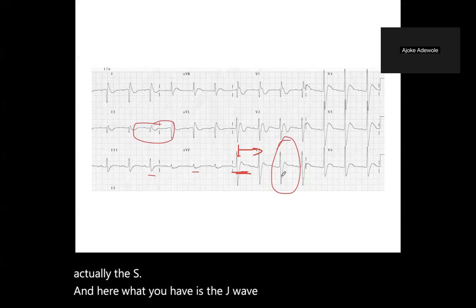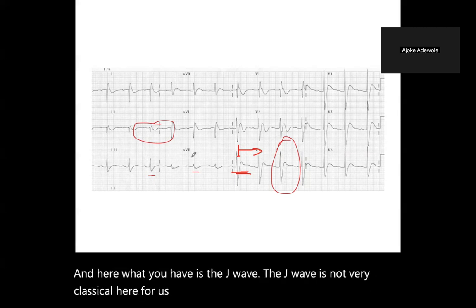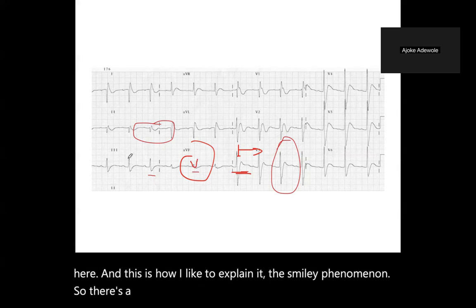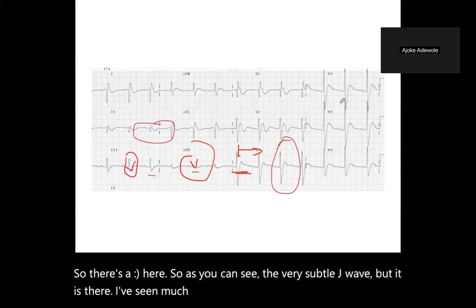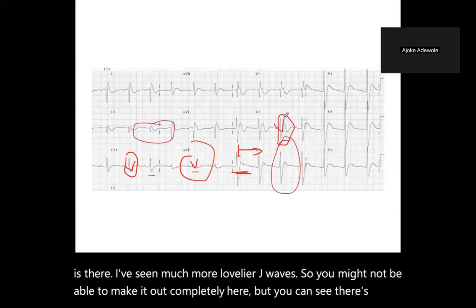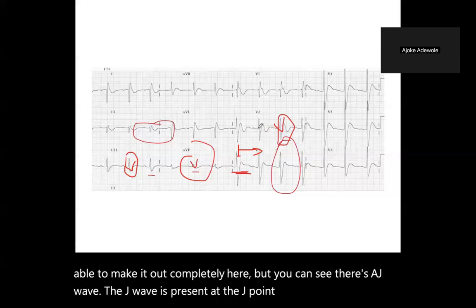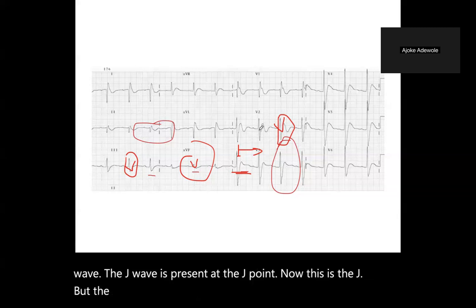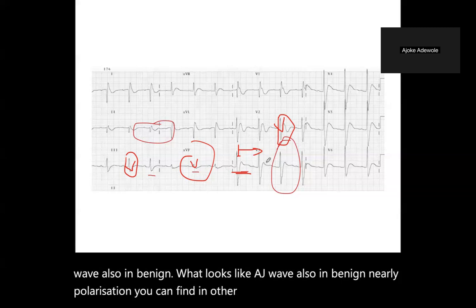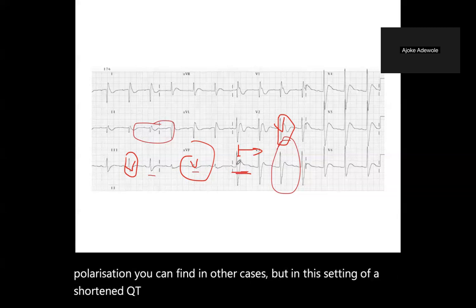The J wave is not very classical here, but again, you could make out the J wave here. And this is how I like to explain it, the smiley phenomenon. So there's a smiley face here. As you can see, it's a very subtle J wave, but it is there. I've seen much lovelier J waves. So you might not be able to make it out completely here, but you can see there's a J wave. The J wave is present at the J point. Now this is the J point, but the wave, the upsloping that we find here. Now you can also find what looks like a J wave in benign early repolarization. You can find it in other cases, but in this setting of a shortened QT interval, this should make you think of hypercalcemia.